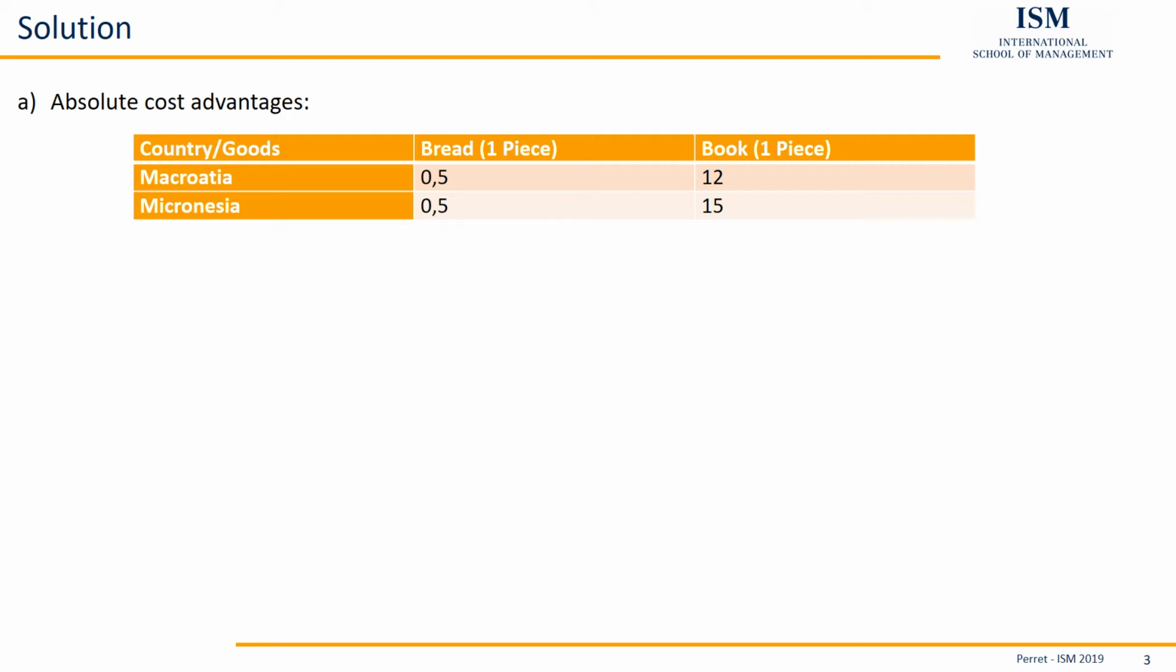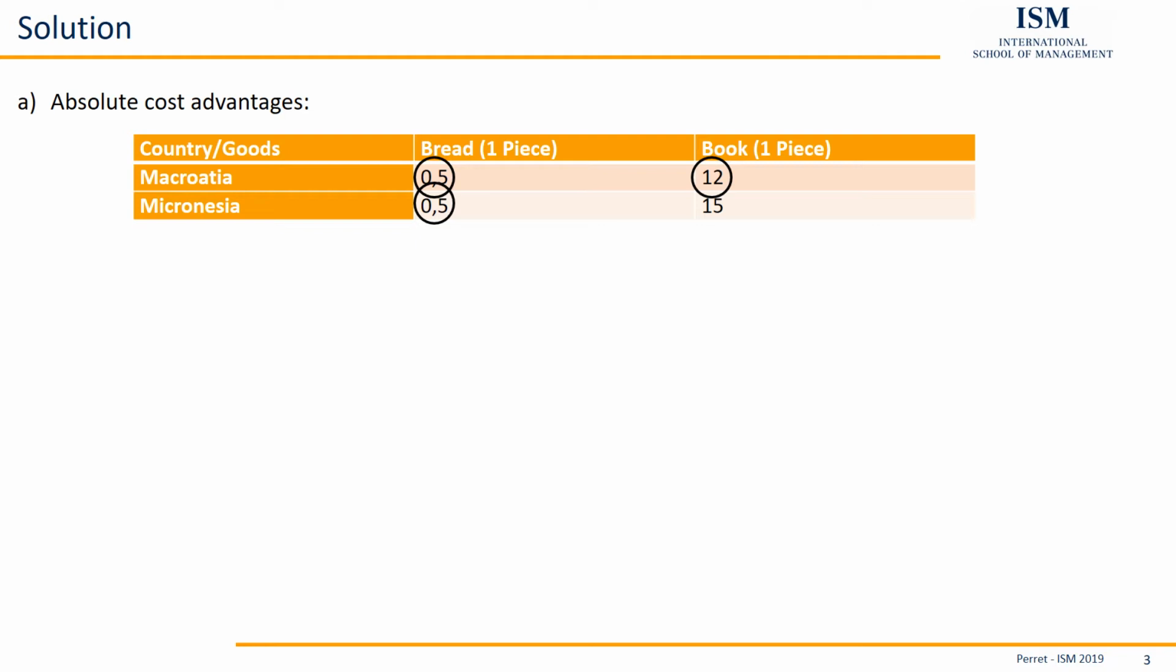Well, if we take a critical look here, then we see for bread, there's not really a difference. So both of them have the same cost for bread, so neither has an absolute cost advantage. For books, however, Micronesia has a clear cost advantage. So, well, trade could only happen if they agree that Micronesia does bread and Micronesia does books.